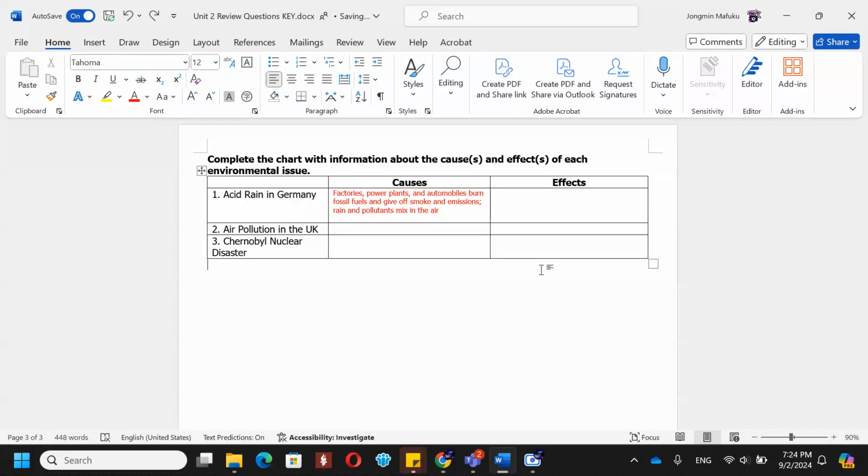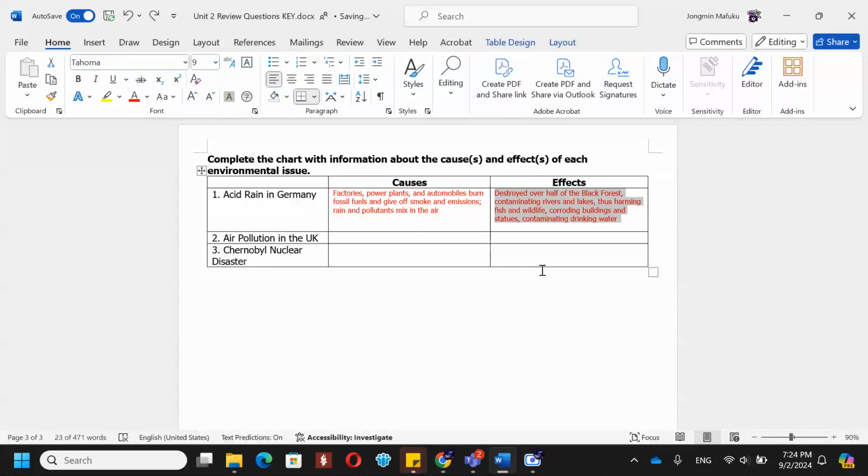I told y'all to really imagine this. Acid rain comes from air pollution. How does air pollution come about? Which we're going to talk about in number two, but it is burning fossil fuel. So factories have that toxic gas and cars have that toxic car gas. Now, effect. Of course, it destroyed over half of the Black Forest. It contaminates rivers and lakes. It harms fish and wildlife, it makes buildings and statues rusty, and it contaminates drinking water.